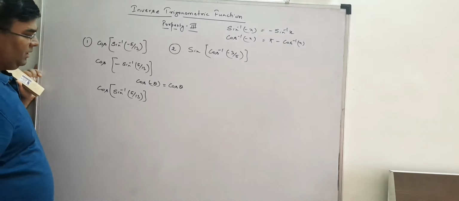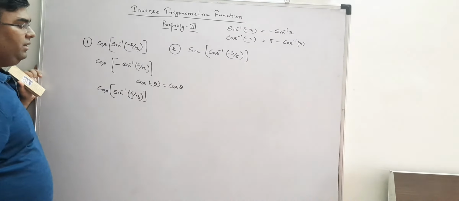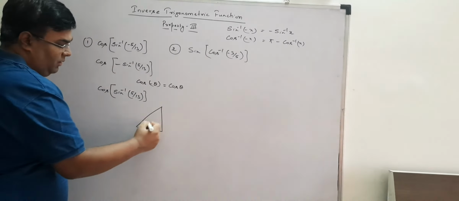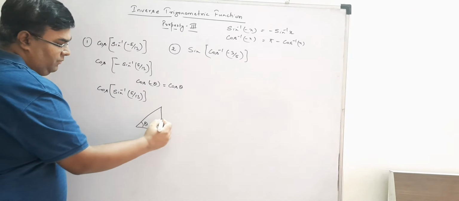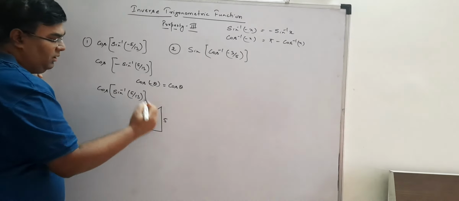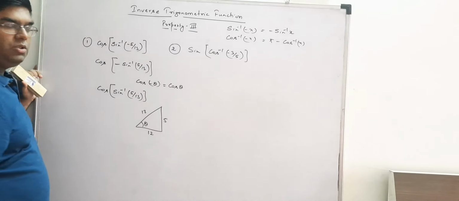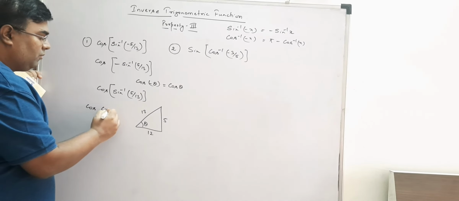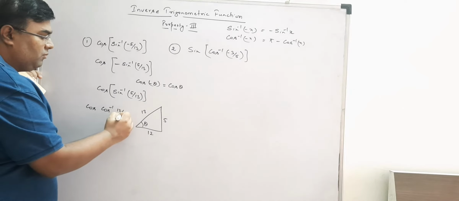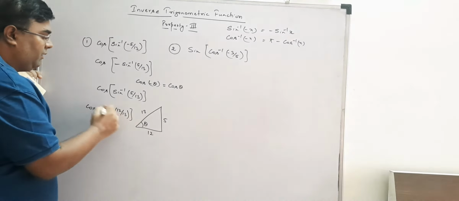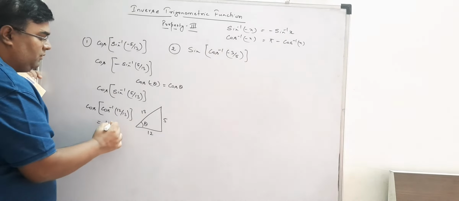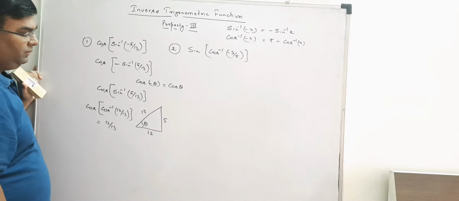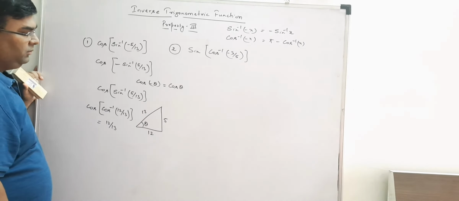Clear? And then converting sine into cos, you can use a triangle. This is theta. For sine, this is 5 and 13. It will automatically come as 12. So it will become cos inverse 12 by 13, and hence the answer will be 12 by 13. Correct? I have used the Pythagoras theorem to convert this.